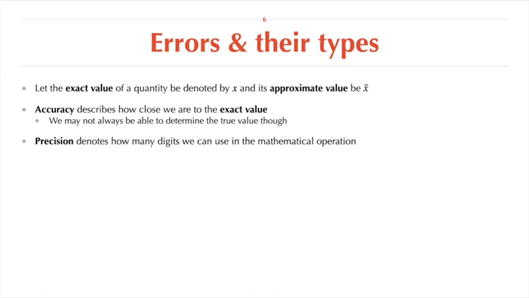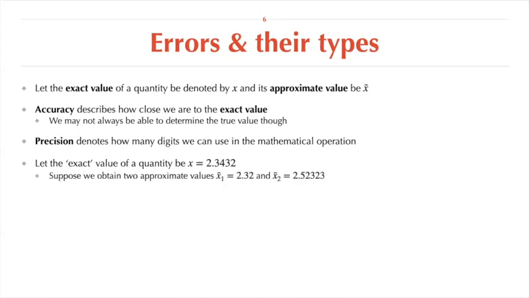And the related idea is precision. Accuracy and precision are not the same things. They are different things. Precision depends upon how many significant digits you are using in your mathematical operation. Let me give you an example. Let's say you have a quantity x. The exact value of that quantity is 2.3432, for example. And let's say you obtain the approximate value of x through two different algorithms, two different programs. One was 2.32 and one was 2.52323.